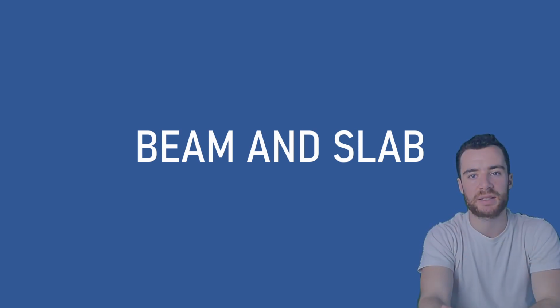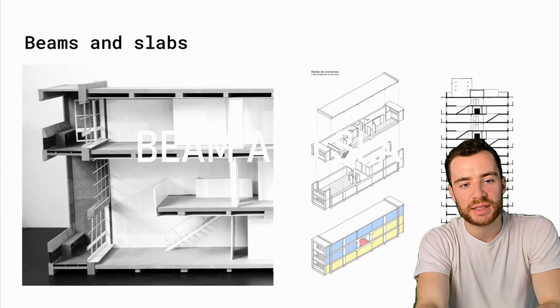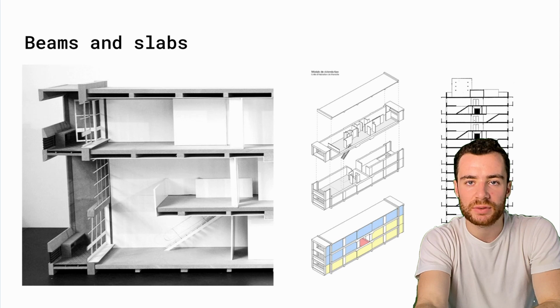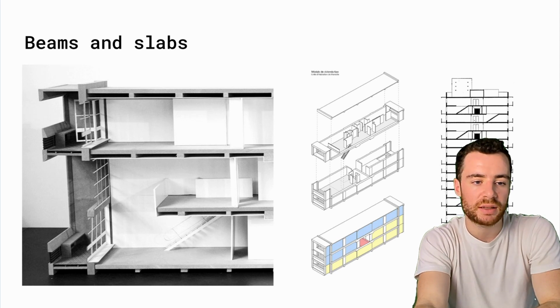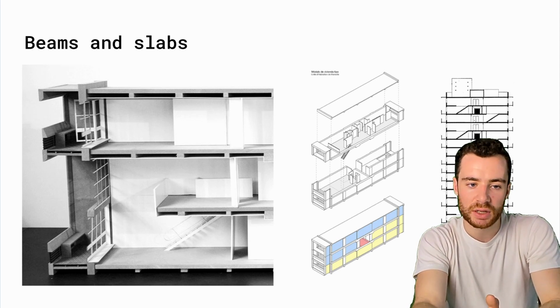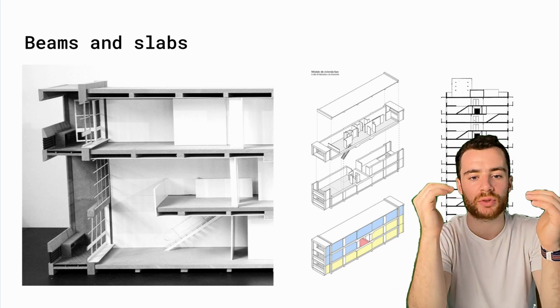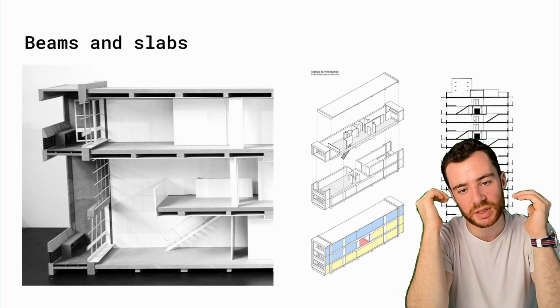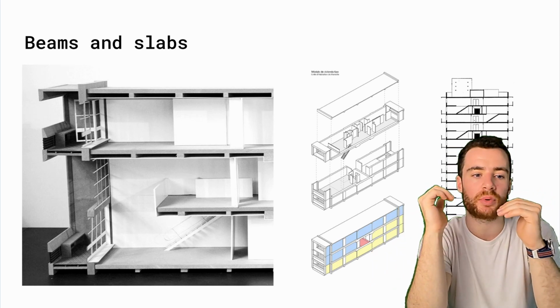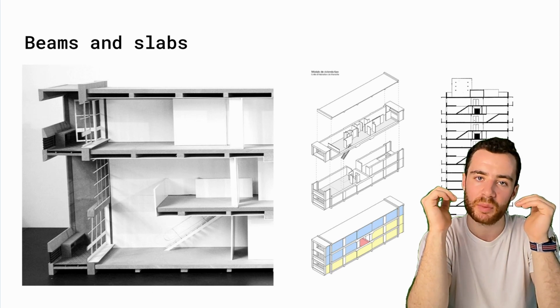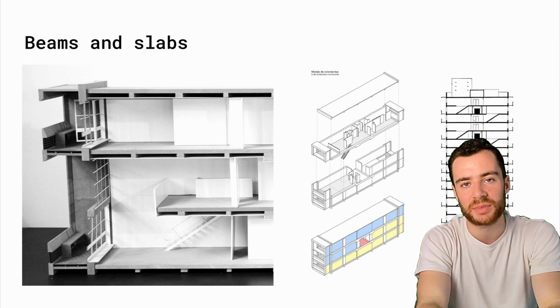Now let's jump to beam and slab. Here's a model to represent a section through the Unité d'Habitation from Le Corbusier, where we can see that the vertical structure is a mixture of columns and walls, with horizontal structure being a mixture of beam-supported slabs and individual beams that support a secondary floor of timber panels supported on steel beams.